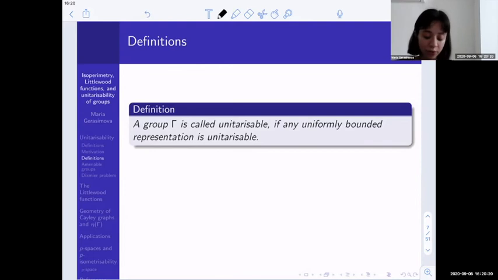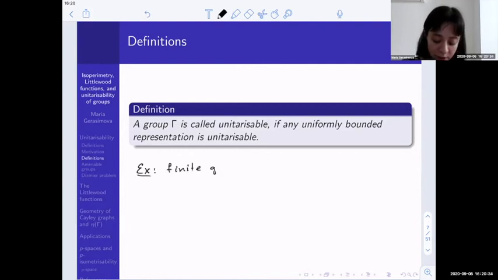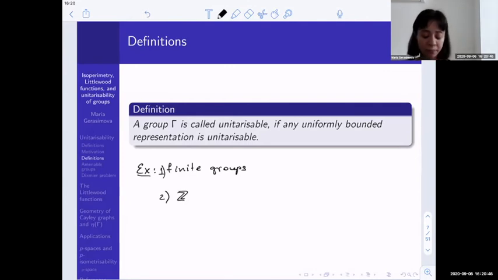The most natural question, of course, is whether we can produce some examples or non-examples. First of all, let me mention that we already know that finite groups are unitarizable, so I will write that finite groups are here. And later it was proven that the group of integers, if I take just Z, is also unitarizable.